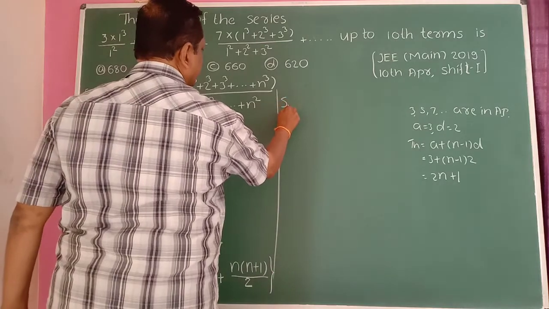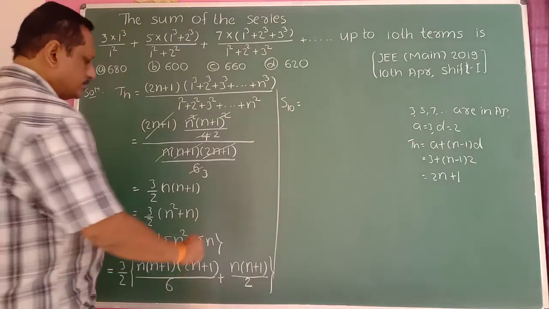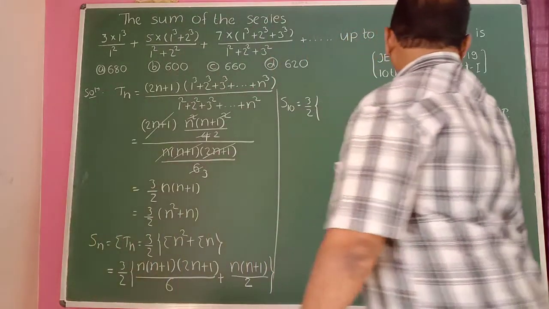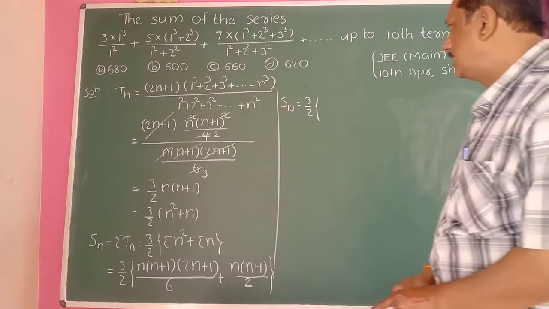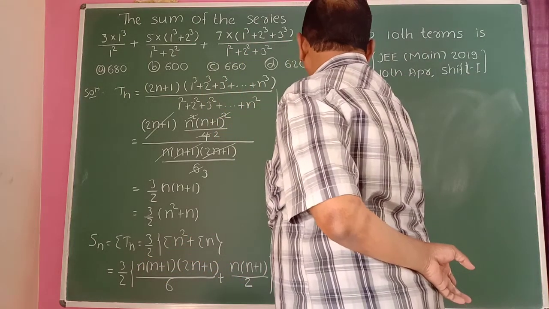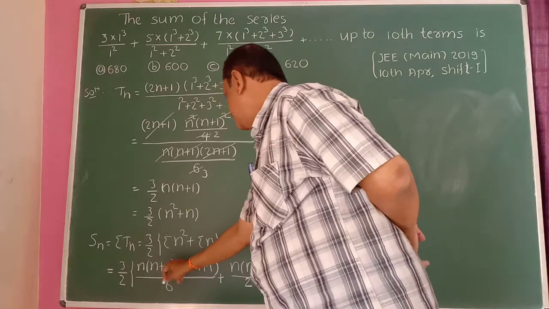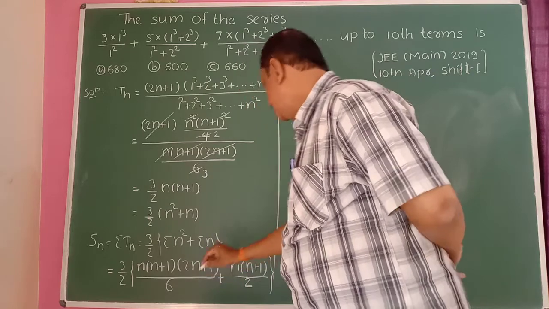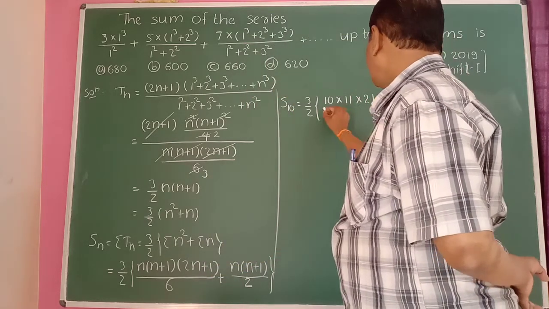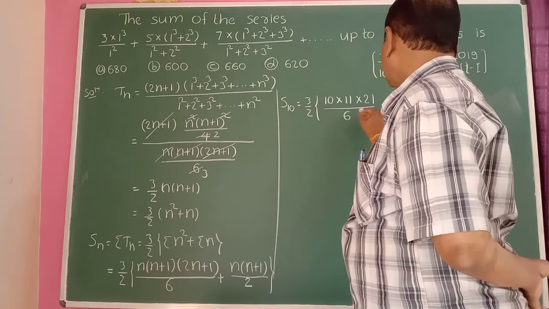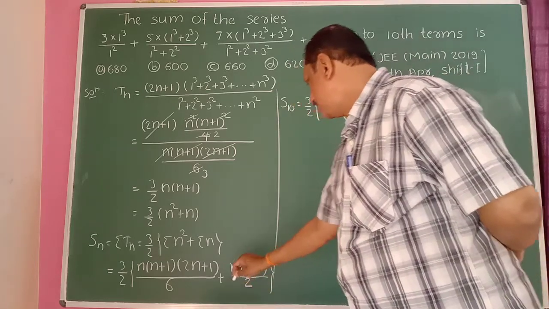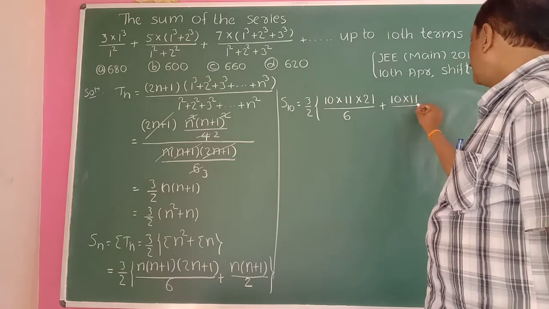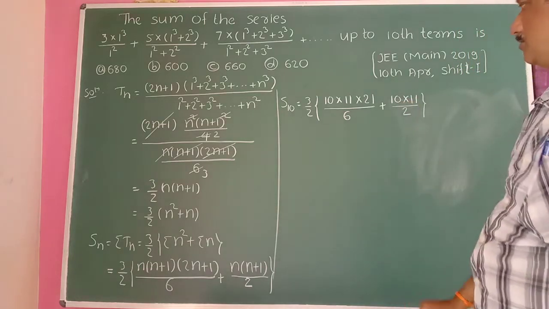Therefore, S10 is equal to 3 divided by 2 into the bracket, put n equal to 10. So 10 into 10 plus 1 becomes 11, into 2 times 10 plus 1, 21, divided by 6. Then plus, again put n equal to 10, so 10 into 11 divided by 2.